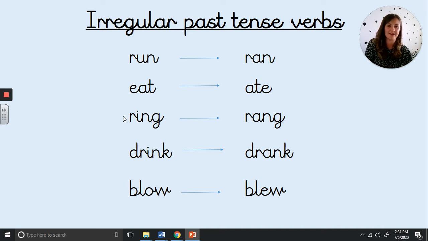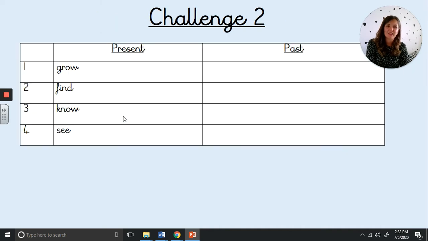Okay, right, are we ready for our next challenge? Okay, challenge number 2. We've got our present tense verbs and our past tense verbs. Okay, so exactly the same as before. Write 1, 2, 3, 4 in your books, and I would like you to write me the past tense verb that goes with that present, remembering that they are irregular. So we wouldn't say growed, we wouldn't say finded, we wouldn't say knowed, and we wouldn't say seed. What are the proper past tense verbs for those verbs? Pause the screen now, and then we'll go through the answers.